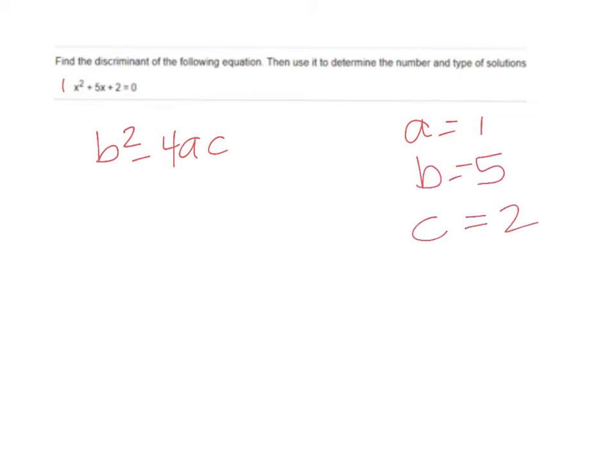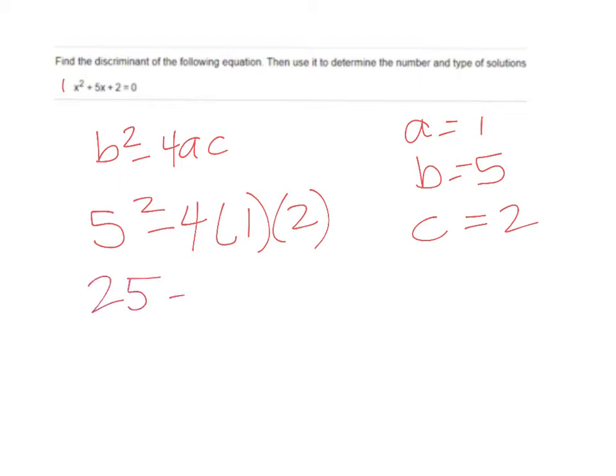So all we have to do is plug that in. So we do 5 squared minus 4 times 1 times 2. And I would plug that into the Desmos calculator, but if you wanted to do it by hand, it would be 25 minus 4 times 1 times 2, which is 8. And I'm not even going to determine the actual number. I know that this is positive. And I know that if it's positive, then it has 2 real solutions.